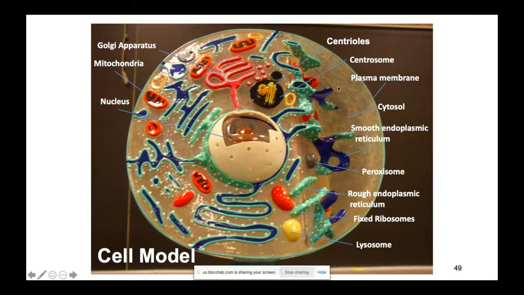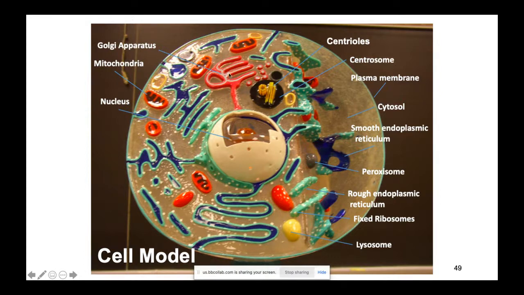Okay, the cytosol is the clear fluid between the organelles. The fluid with the organelles is called the cytoplasm. Let's go back here. These are the centrioles. These spindles here are centrioles. The centrosome is this black circle here. These are involved with cellular division. When you look at mitosis, you'll learn about these spindles and the centrioles.